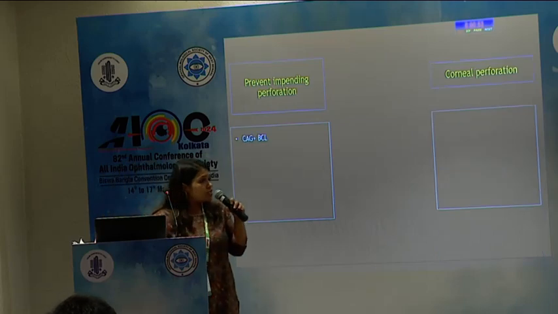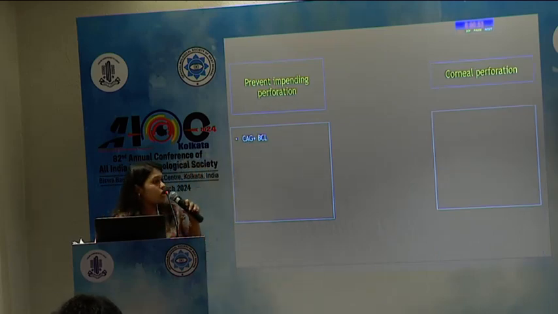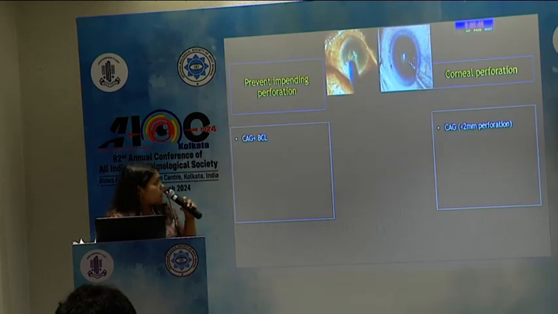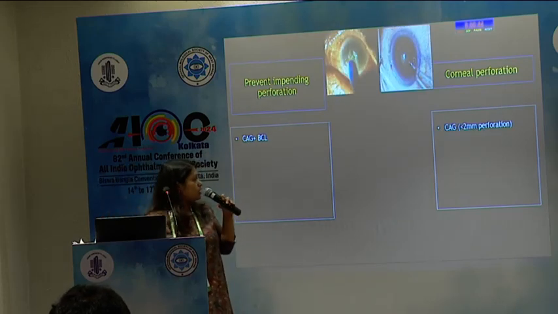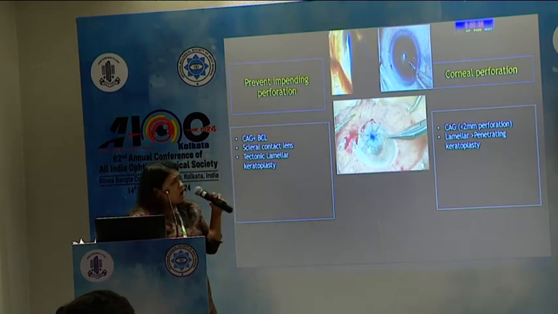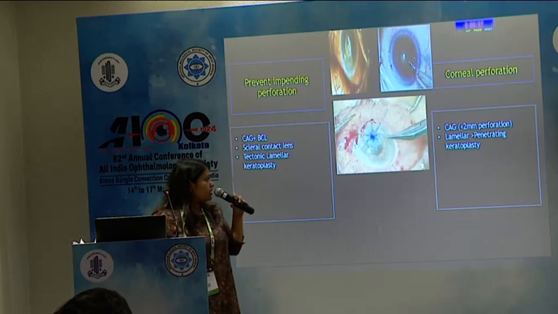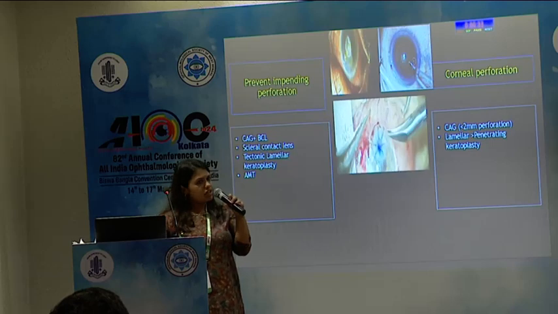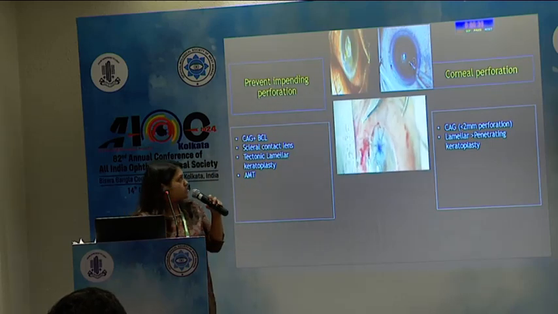Stage 3 involves prevention of impending perforation or treating an already happened corneal perforation. So for impending perforations, we have cyanoacrylate glue, bandage contact lens. We can do a tectonic lamellar keratoplasty, which is obviously superior to penetrating keratoplasty. And we can even do amniotic membrane transplants. Similar protocols are followed for corneal perforations.